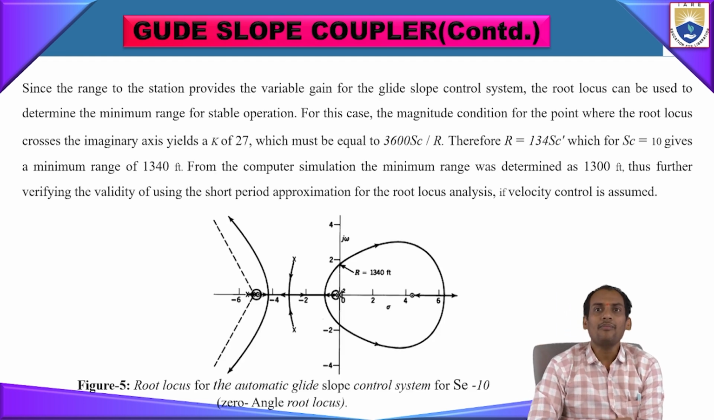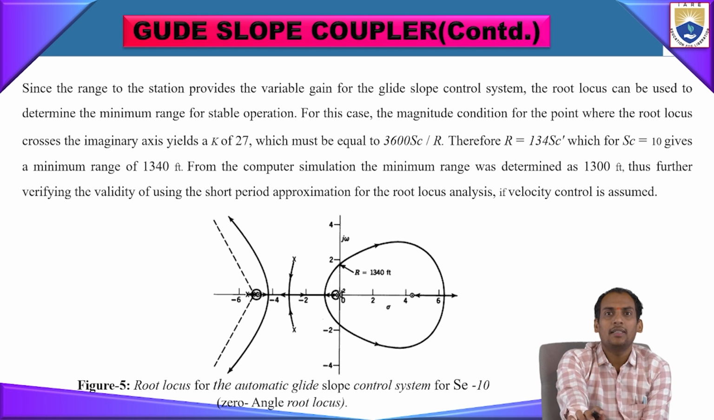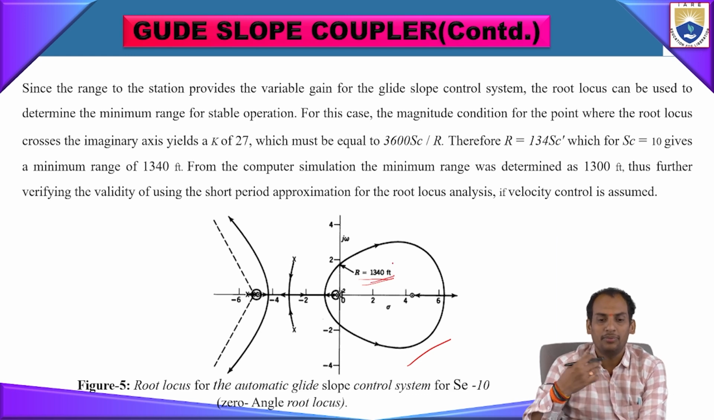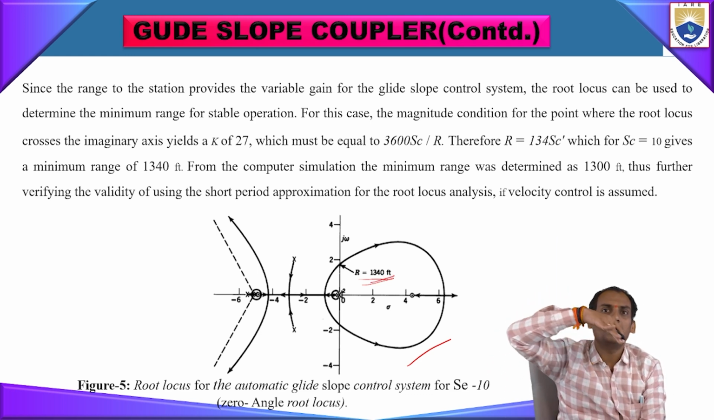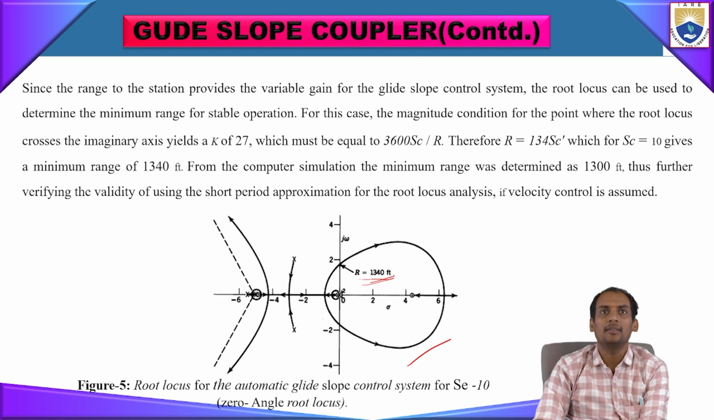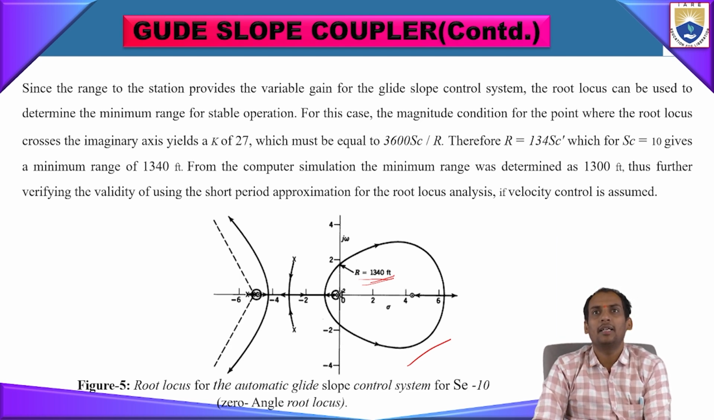Here the root locus plot for the glide slope system for that angle equal to 10 has been given. The R value has been fixed here as 1340 feet, and from 1340 feet it is approaching the glide path. So the range of the station provides the variable gain for the glide slope control system. The root locus will be used to determine the minimum range of stable operation.